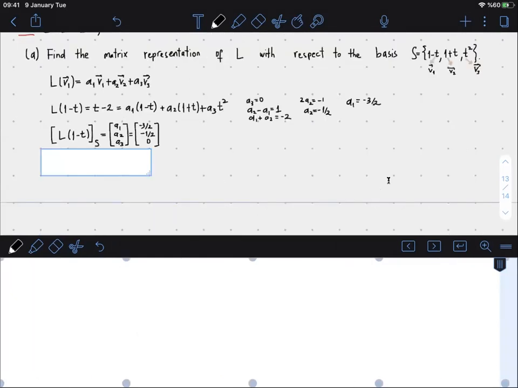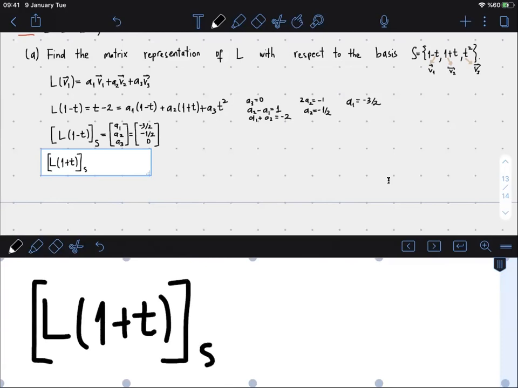And we can repeat the same thing with the other vectors, okay? I don't think we have time, but if we do this computation quickly, the coordinates of L(1 plus t) with respect to this basis will become minus 1 half, minus 3 half, and 0.